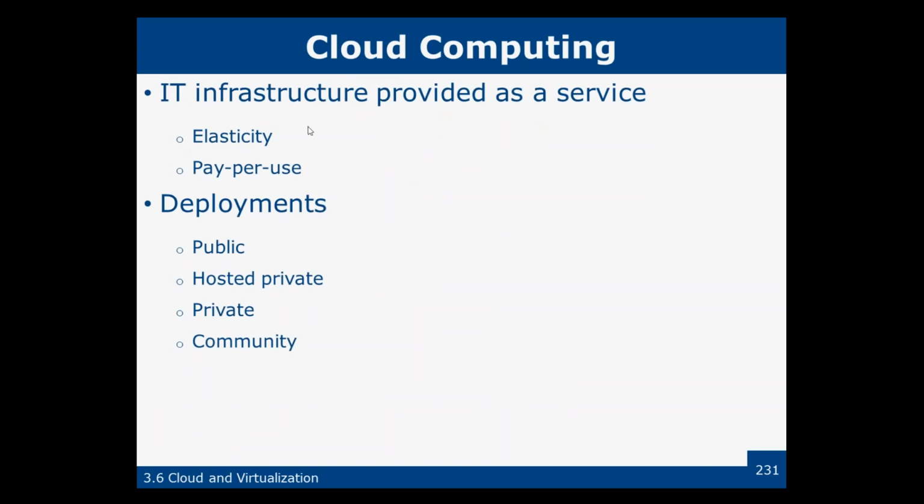Cloud computing and how we use cloud computing, and different ways to do it. The IT infrastructure, one of the things: elasticity and pay-per-use. Elasticity is one of the real advantages: if you need more computing power, you buy more computing power at the time you need more computing power.